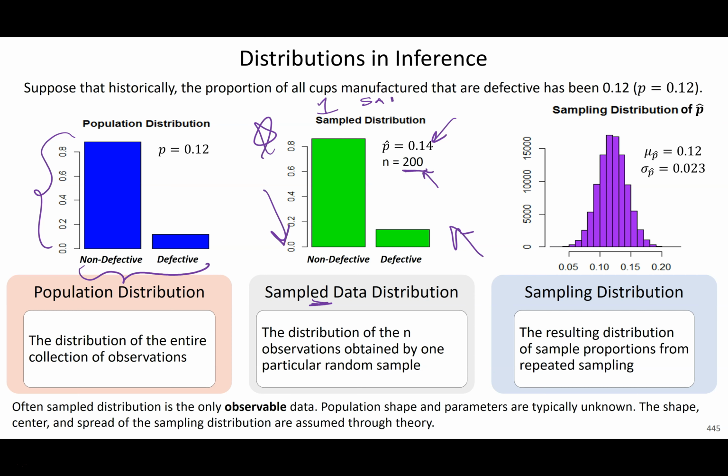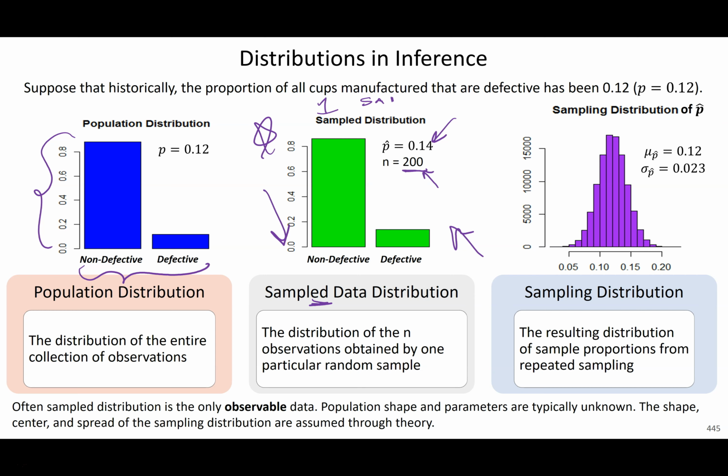So they take a large batch of cups, and they want to estimate the proportion of that entire large batch of cups that are defective. They take a random sample of 200 of those cups, and they find that 28 of those 200 cups are defective. We want to know what is the estimate for the proportion of defective cups, so the proportion of all cups that are defective.